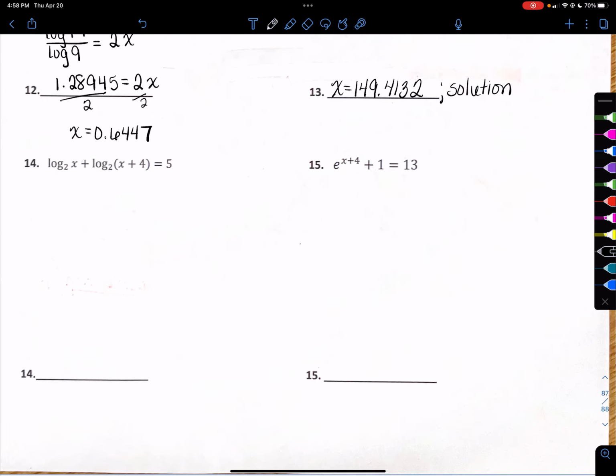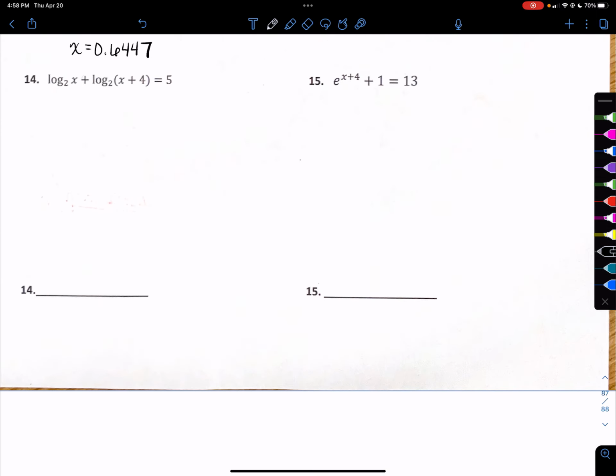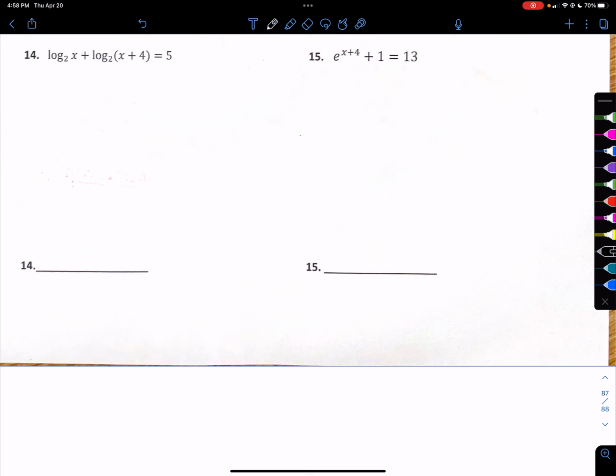Okay, number 14. On number 14, it's log. So I have got to take this log and possibly turn it into an exponential. I actually know that I'm going to have to, because when I look at this, there's a log on the left side, but no log on the right side. So I know I'm going to have to turn this one into exponential. Okay, but before I can do that, just looking at the left side, there's 2 logs. So I've got to condense it first.